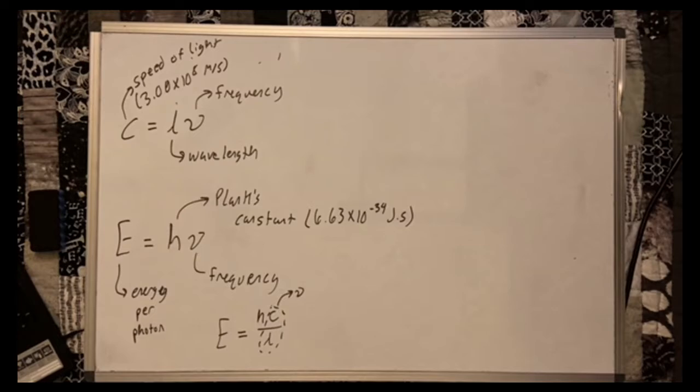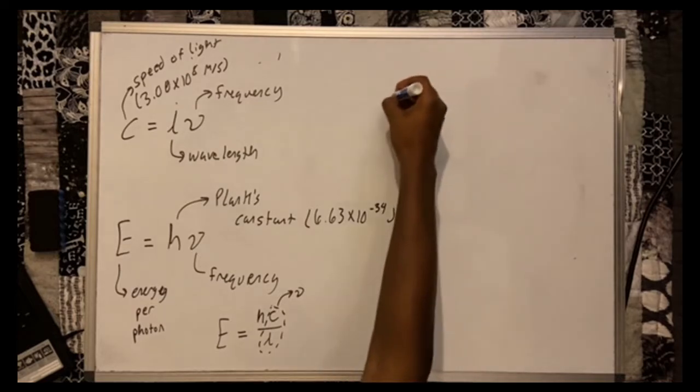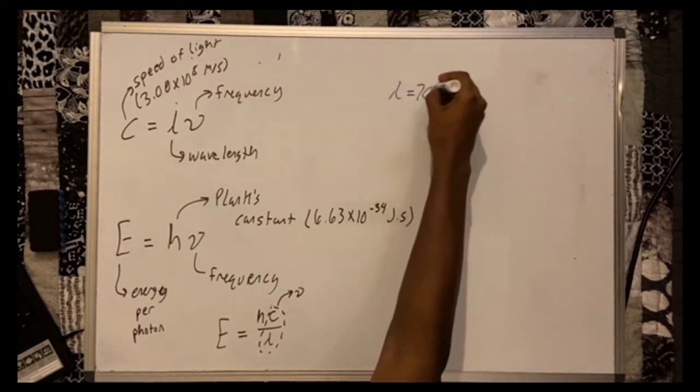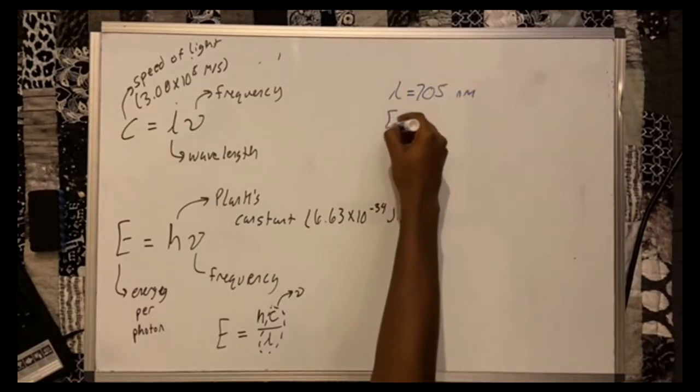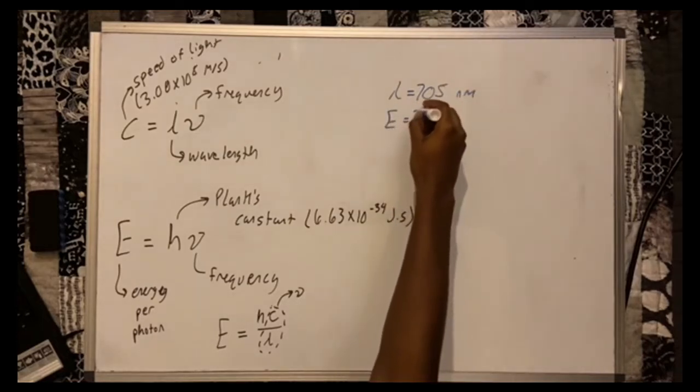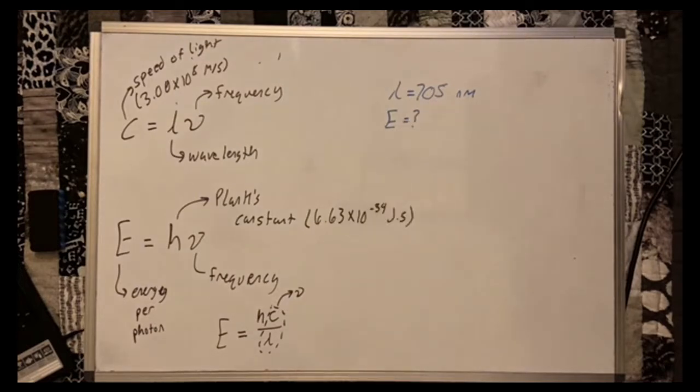So one simple one I saw, where to go? Yeah, they gave you the wavelength. So here's our question. The wavelength is 705 nanometers, and they want to know what the energy of a photon is. All right, not too bad.